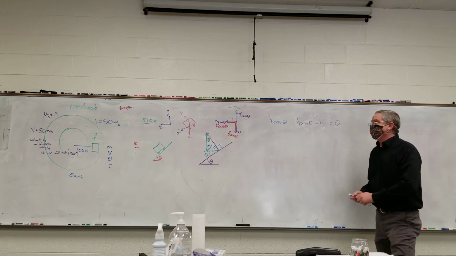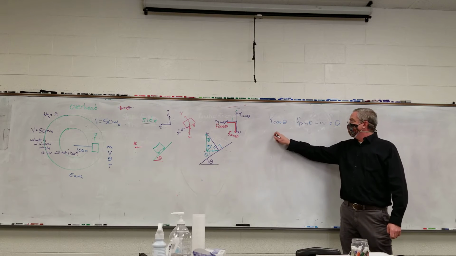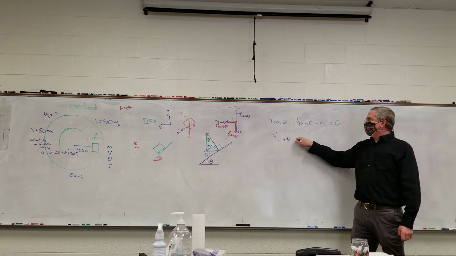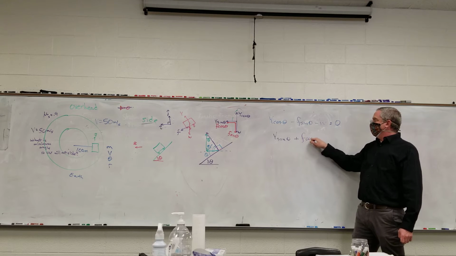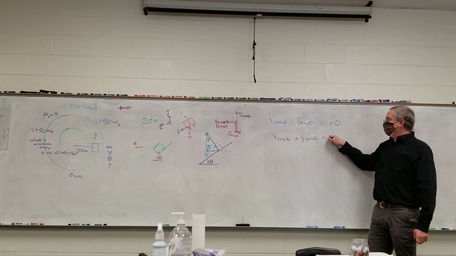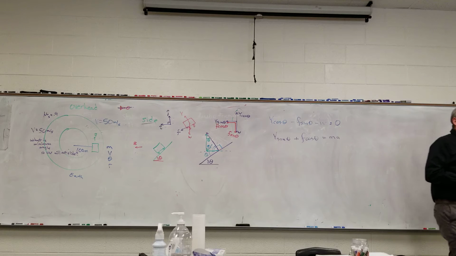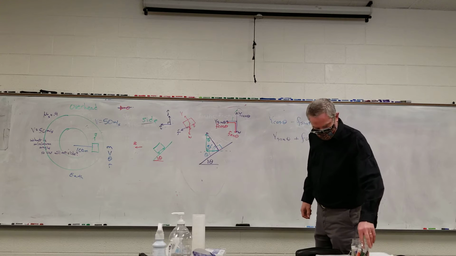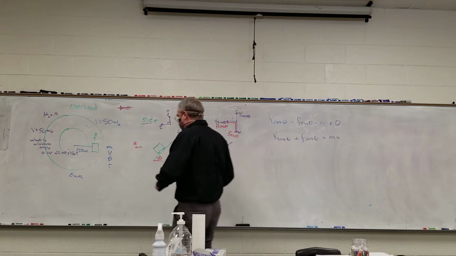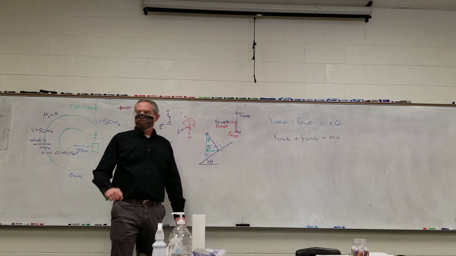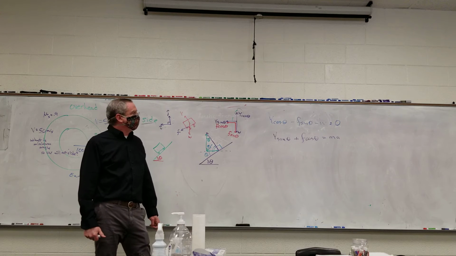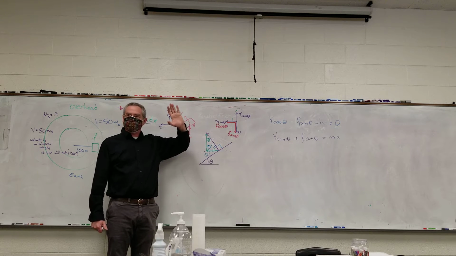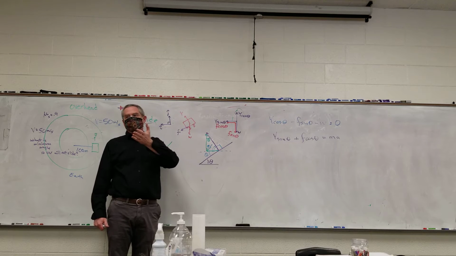Jacob, will you give it a shot? So y sine theta plus f cosine theta equals ma. There we go. So why is it minus w? Because it's going in the negative direction. Okay. It's plus in front of all the things in the positive direction, minus all the things in the negative direction.